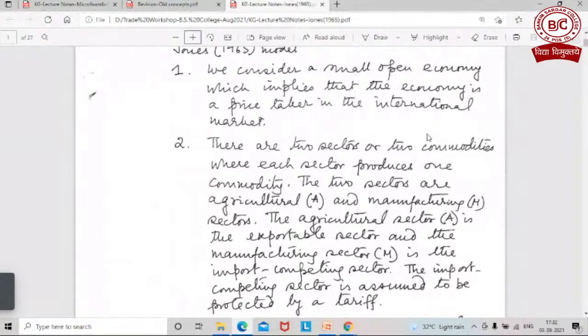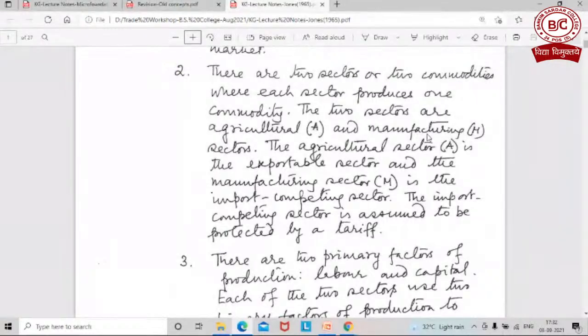Yes, sir. So we consider that the import competing sector is protected by a tariff. It's a duty of the government, it's the responsibility of the government to protect. I have not considered any explicit government sector here because this is not shown in Jones' model, but the manufacturing sector is protected by a tariff.